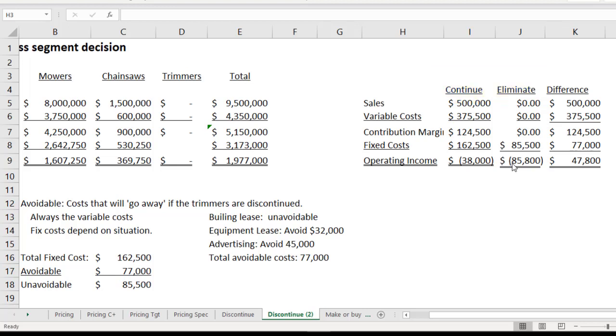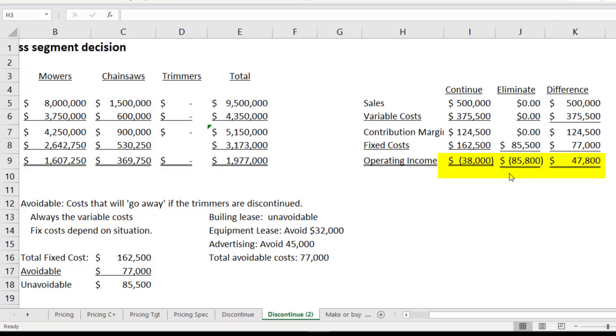And we see that by continuing the trimmers, we'll get the sales, we'll get the variable cost, of course, and we'll have all of the fixed cost. If we eliminate the trimmers, we'll end up getting rid of the sales and variable costs, but we'll only get rid of $77,000 of the fixed costs, leaving us $85,500. What that means is that our operating income is going to be harmed by $47,800.